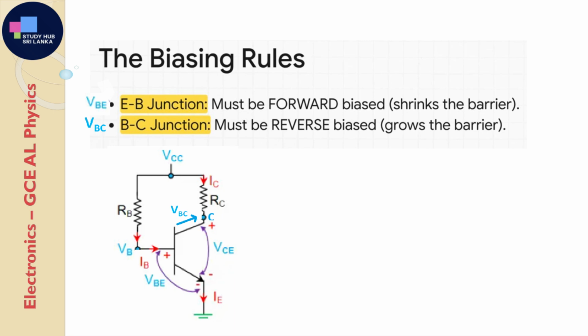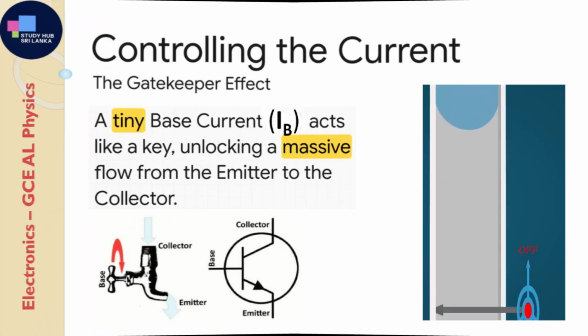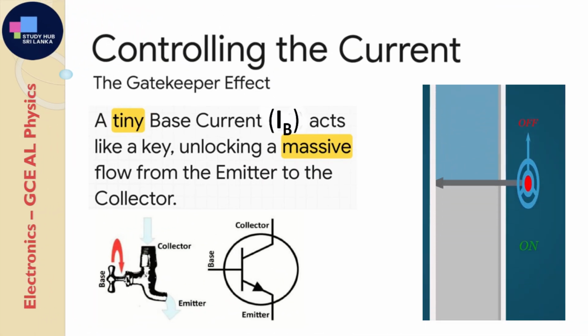All right, we've biased it, we've turned it on, we've created the path. So now for the payoff. Let's see how this whole setup lets a tiny signal control a massive one. Remember that super thin base layer? Well, it acts as the ultimate gatekeeper. By sending a teeny tiny current into that base, we're basically handing it the key to open the main floodgate. This small base current, which we call IB, is what allows a much, much larger current to rush from the emitter all the way to the collector.